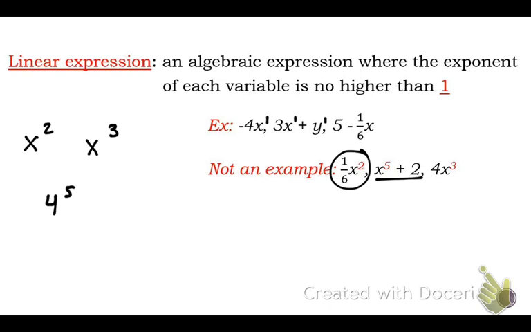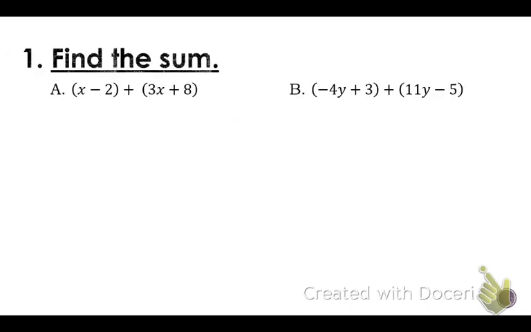How about this? X to the 5th plus 2. What is my exponent? 5. A 5. So that is not a linear expression. How about that? 4x cubed. What is the exponent? A 3. Is that a 1 or smaller? No. So that's not a linear expression, okay? So let's go ahead. We're going to do some problems here that kind of help us. We're going to just work with the linear expression.